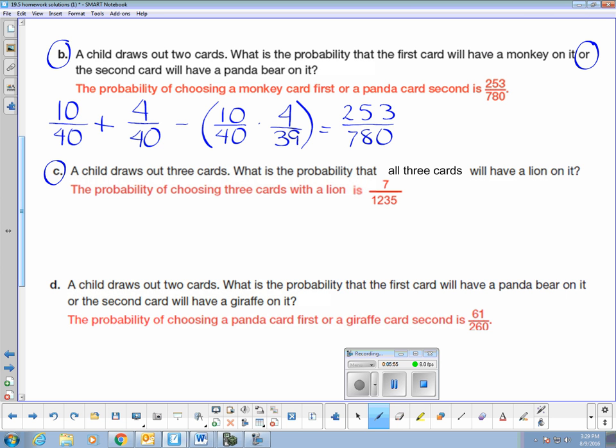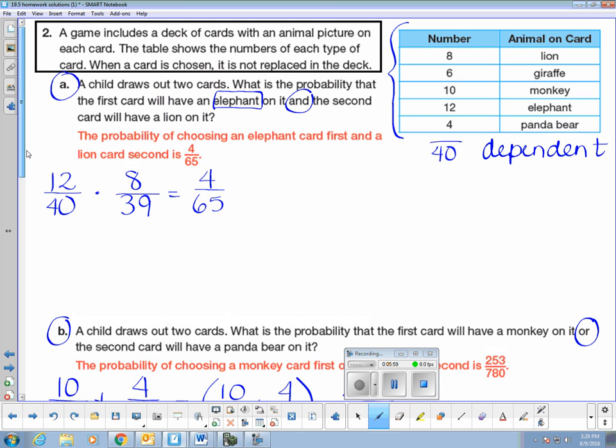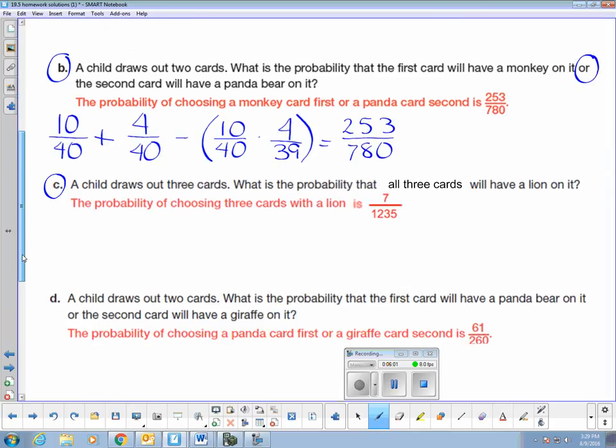So the probability of picking a lion first, there are 8 out of 40 cards that have a lion. Now, the probability that I pick a lion the second time is only 7 out of 39. Since I pulled a lion the first time, that leaves only 7 left in the pile out of only 39 left in the pile. And then the probability of getting a third lion, I'm now down to 6 out of 38. And the probability of each of these occurring is the product of those 3.